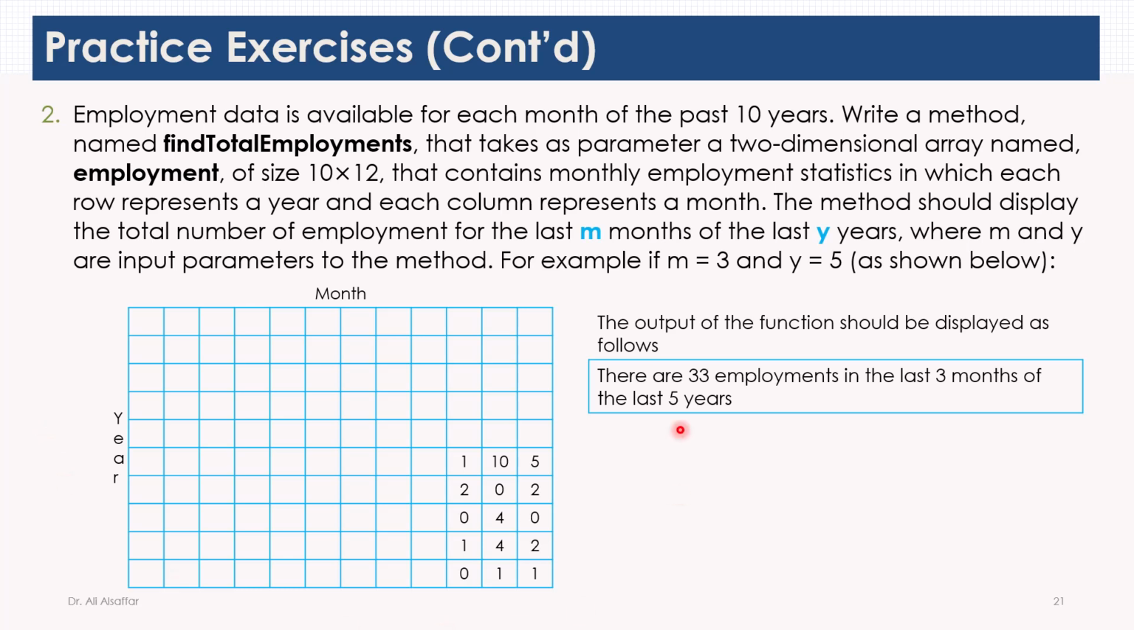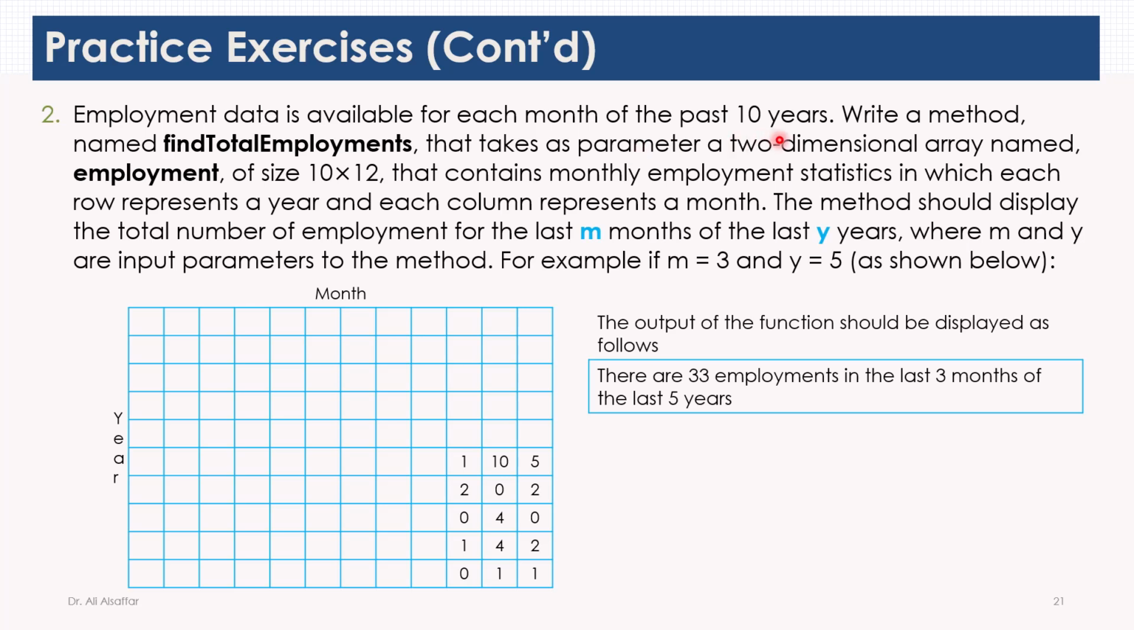So by looking at this example, as you see, the rows represent years and the columns represent months. Now all we need to know is what the numbers inside this matrix represent. Let us read the problem and see what these numbers inside the array represent. It says that employment data is available for each month of the past 10 years. So this line will help you to understand a lot about the two-dimensional array. It says employment data is available for each month. So where is the month? The months are represented by columns in this two-dimensional array.